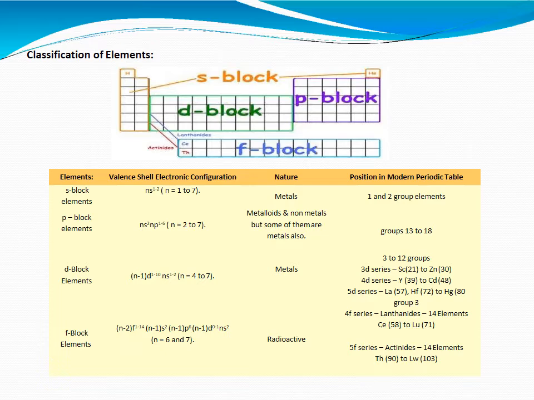Next is d block elements. Here their configuration is (n-1)d1 to 10 ns1 or 2. These all are metals. They exist in 3d series, 4d series, 5d series. The 3d series exists from scandium to zinc. The 4d series exists from yttrium to cadmium and 5d from lanthanum to hafnium. F block elements. Their valence shell electronic configuration is (n-2)f1 to 14 (n-1)s2 (n-1)p6 (n-1)d0 to 1 ns2, where n is equal to 6 or 7.